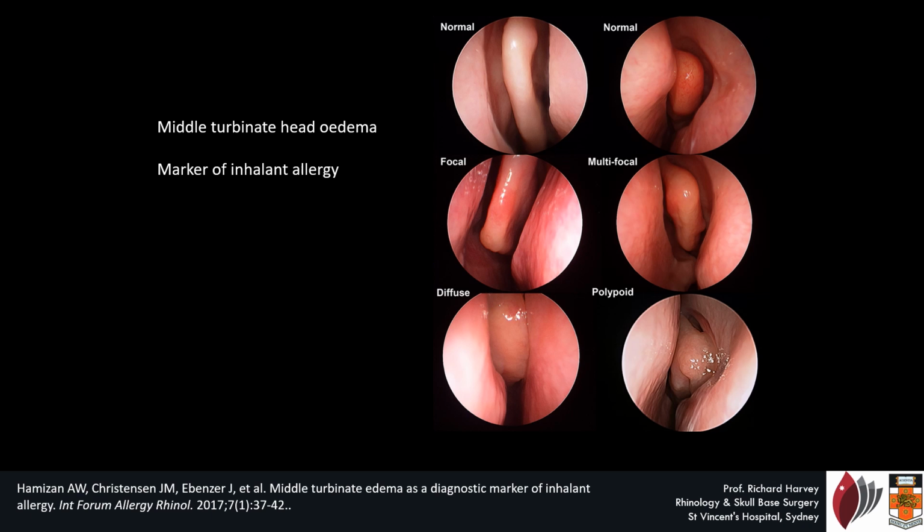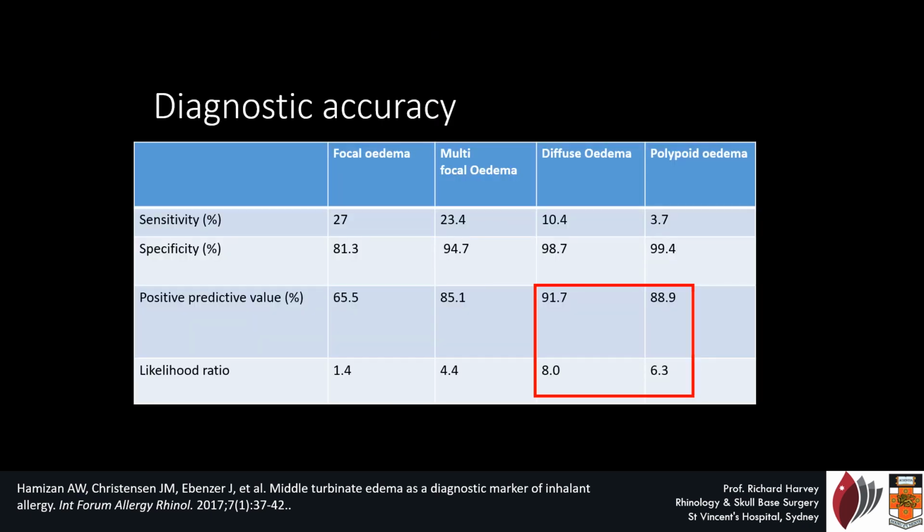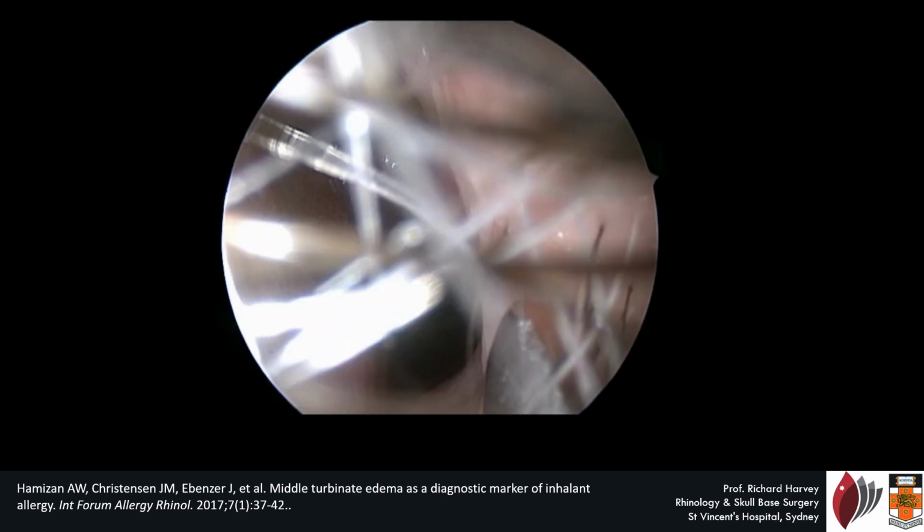Anisa Hamazan, who was a PhD with us many years ago, did this study where she looked at the degree of edema of the middle turbinate head and then looked to see whether or not that correlated with allergy status in patients. And what she showed here, that if you have polypoid or diffuse edema, you have an incredibly strong positive predictive value that you're going to have inhalant allergy. Now, it may not be sensitive, so there may be patients you miss here because allergy is very common, but when you see it and when it starts to occur in patients, it almost always means you have inhalant allergy.